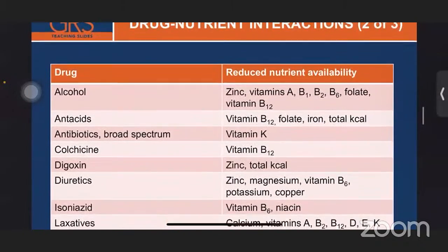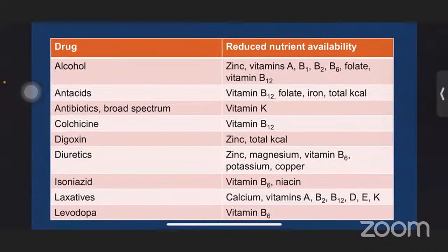Some of the drug nutrient interactions would be, alcohol reducing the availability of B12 and folate. Antacids would reduce the availability of iron, more specifically. Antibiotics would reduce the bioavailability of vitamin K. Colchicine would reduce the bioavailability of vitamin B12. Digoxin would cause anorexia and reduced bioavailability of zinc. Diuretics would cause reduced bioavailability of potassium, especially magnesium, copper, zinc, and B6. Isoniazid would most probably cause reduced bioavailability of B6. And laxatives would cause reduced bioavailability of calcium, especially. Levodopa would cause reduced bioavailability of B6.